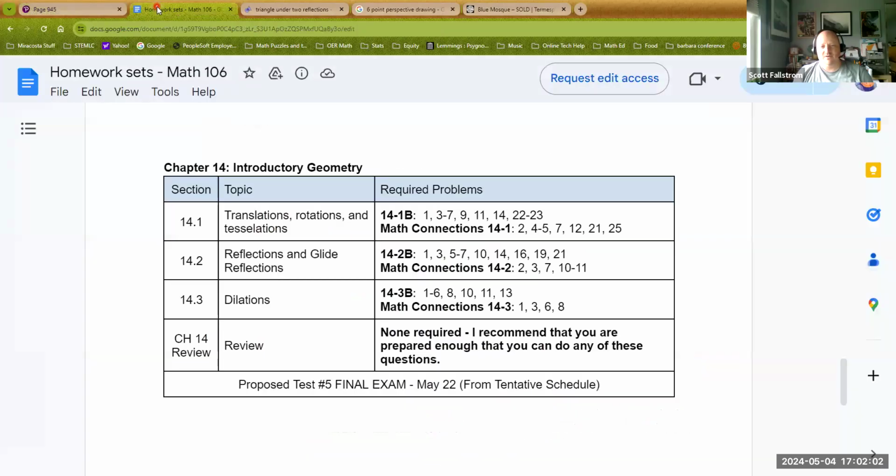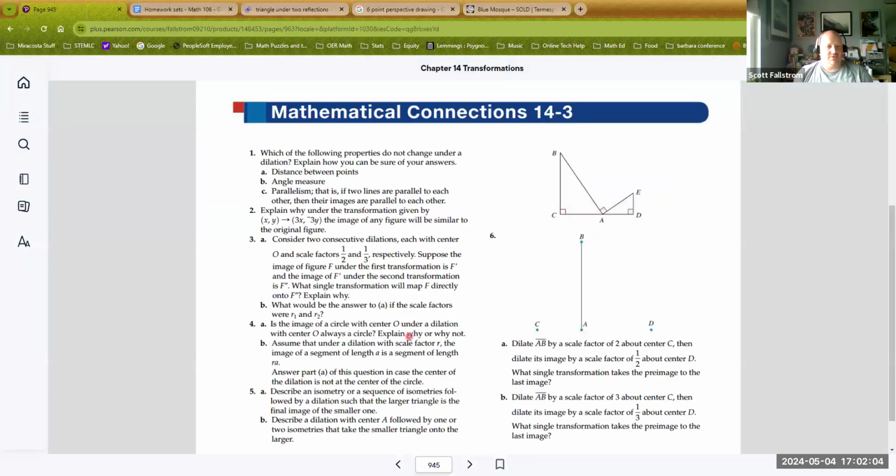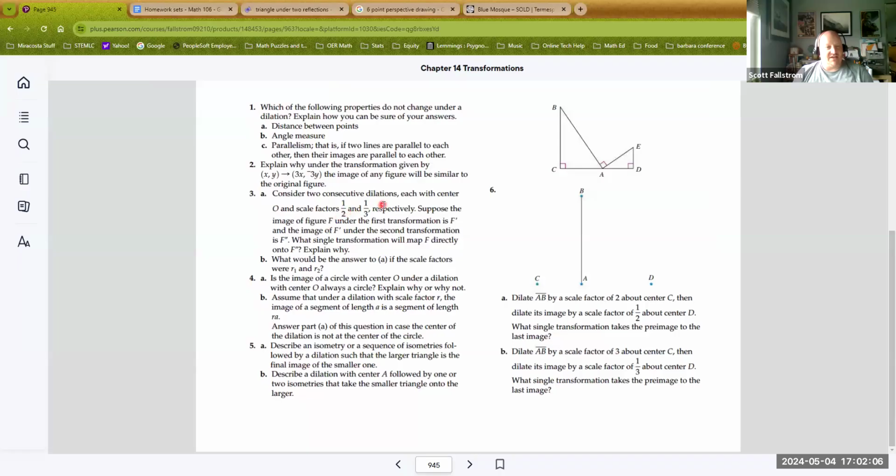What did I say? 1, 3, 6, and 8. Okay. 3, consider two consecutive dilations, each with a center of O and scale factors 1/2 and 1/3 respectively. Suppose the image of figure F under the first is F prime, and the image of F prime is now F double prime. What single transformation will map F directly onto F prime? So I want to think of doing 2 dilations. Could I do just 1 instead? And if so, what would it look like?